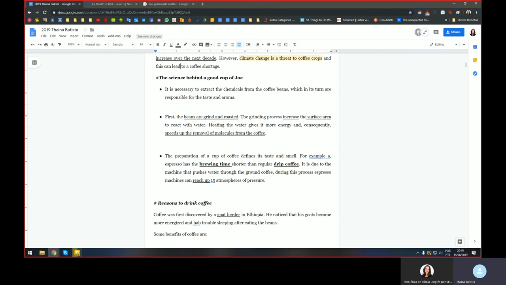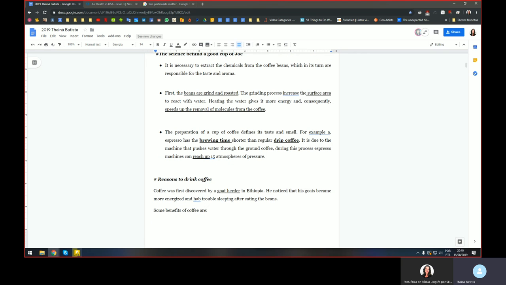And okay, let's look into the process. So we know that it's necessary to extract the chemicals from the tiny bean of coffee, and these chemicals are responsible for the taste and the aroma. But the process to extract these chemicals involves two steps. The first is that we need to grind the beans and then roast the beans. I think it's grind and roast them.